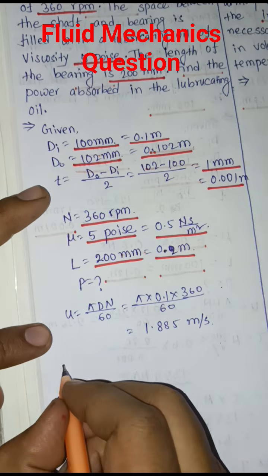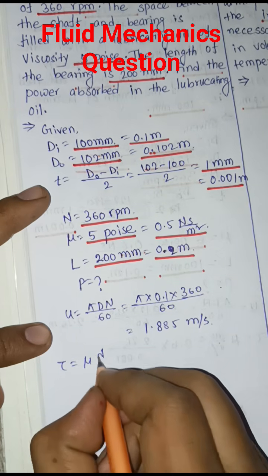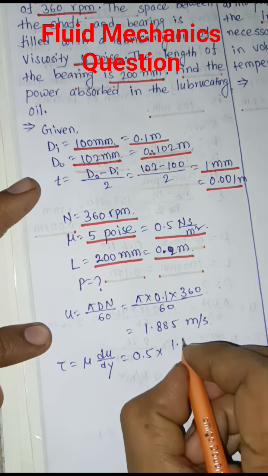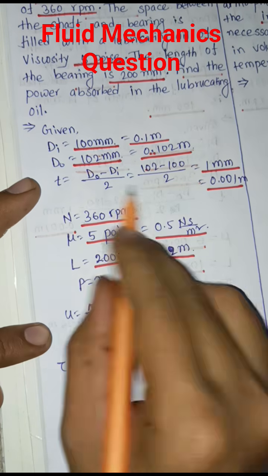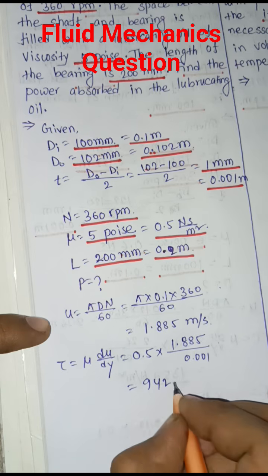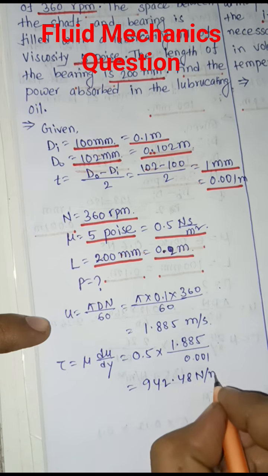Now, if you want to calculate the shear stress tau, from Newton's law of viscosity, that will be mu into du by dy. So mu is 0.5, into du, that is 1.885, and what is the value of dy? That is the thickness, that is 0.001. From here you get the shear stress, that will be 942.48 Newton per meter square.